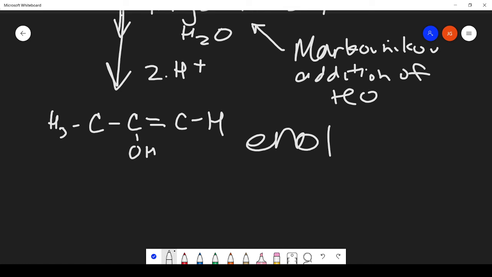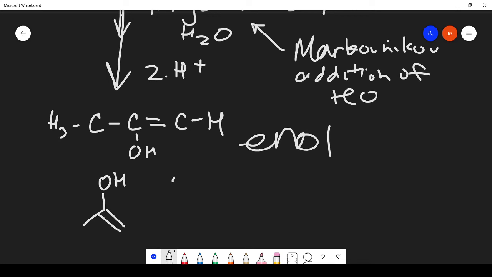Now, this is not stable. This is not a very stable form here. I'm not going to go into the thermodynamics of it, but what you need to know is that this enol is not stable. It's not favored. And if we show this as a carbon skeleton, there you go. It looks like that. That's not stable at all.